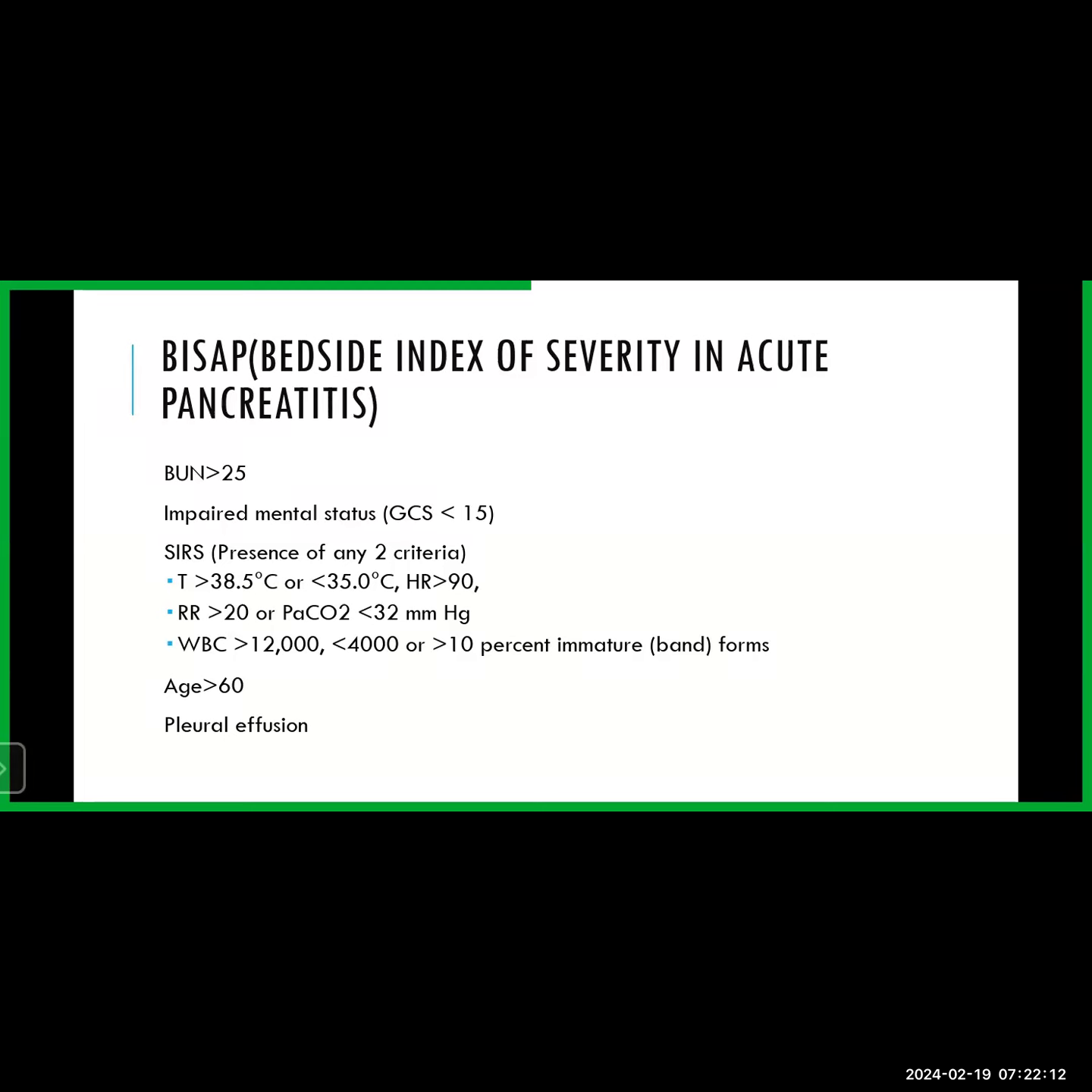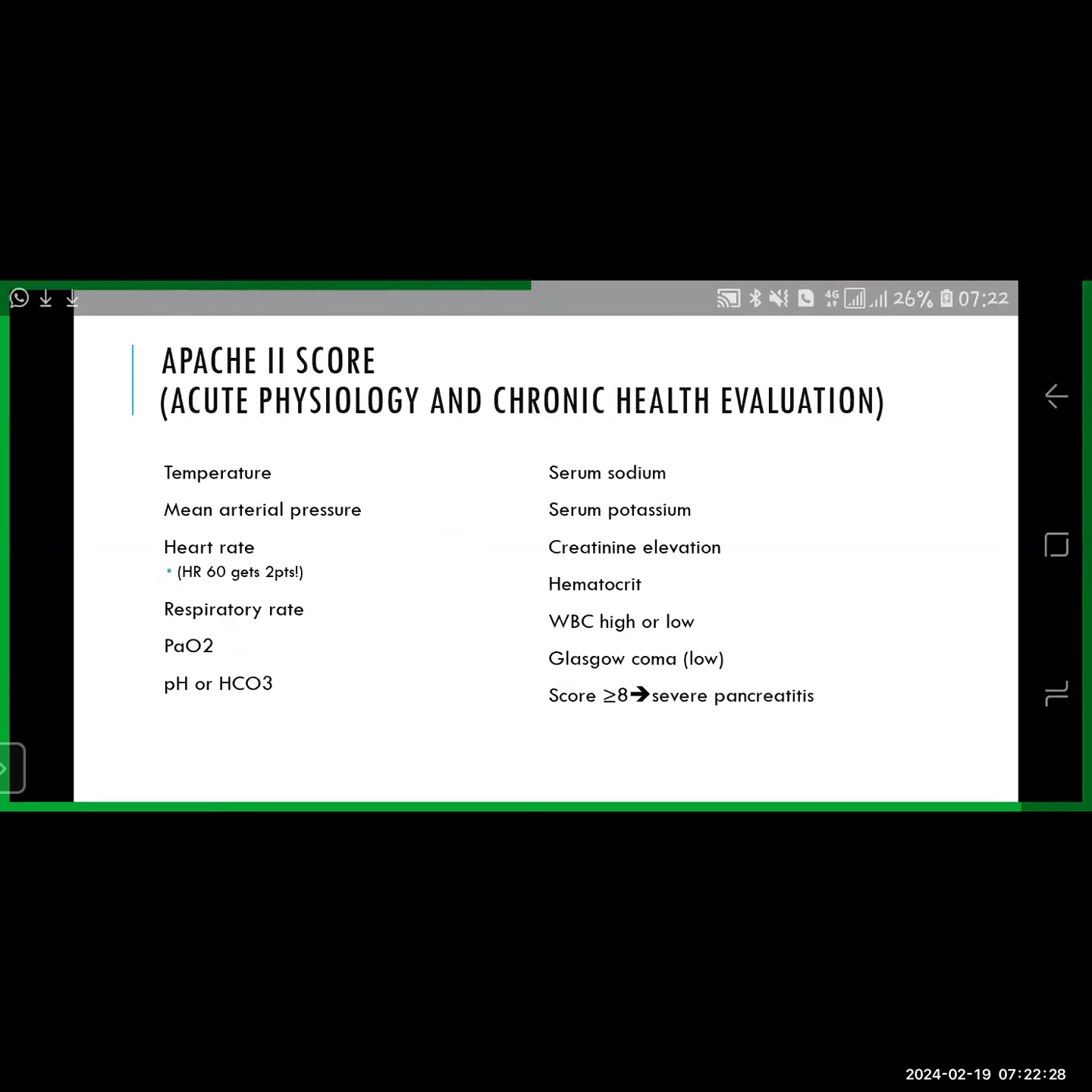For SIRS, if there's presence of any two criteria, a score of 1 is given. Age greater than 60, and presence of pleural effusion, give a score of 1 to each. A score of greater than 3 indicates severity of the disease. And then the APACHE II score is the most validated. There are 12 parameters assessed in the APACHE II score: temperature, mean arterial pressure, heart rate, respiratory rate, partial pressure of oxygen.